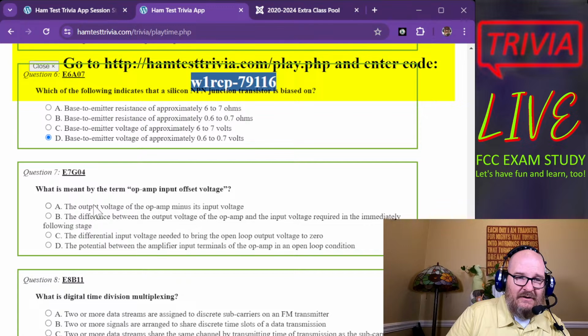This is some hard reading, y'all. This is above my pay grade. The output voltage of the op-amp minus its input voltage. The output voltage of the op-amp minus, I don't know. The difference between the output voltage of the op-amp and the input voltage required in the immediately following stage. The differential input voltage needed to bring the open loop output voltage to 0, or the potential between amplifier input terminals of the op-amp in an open loop condition.